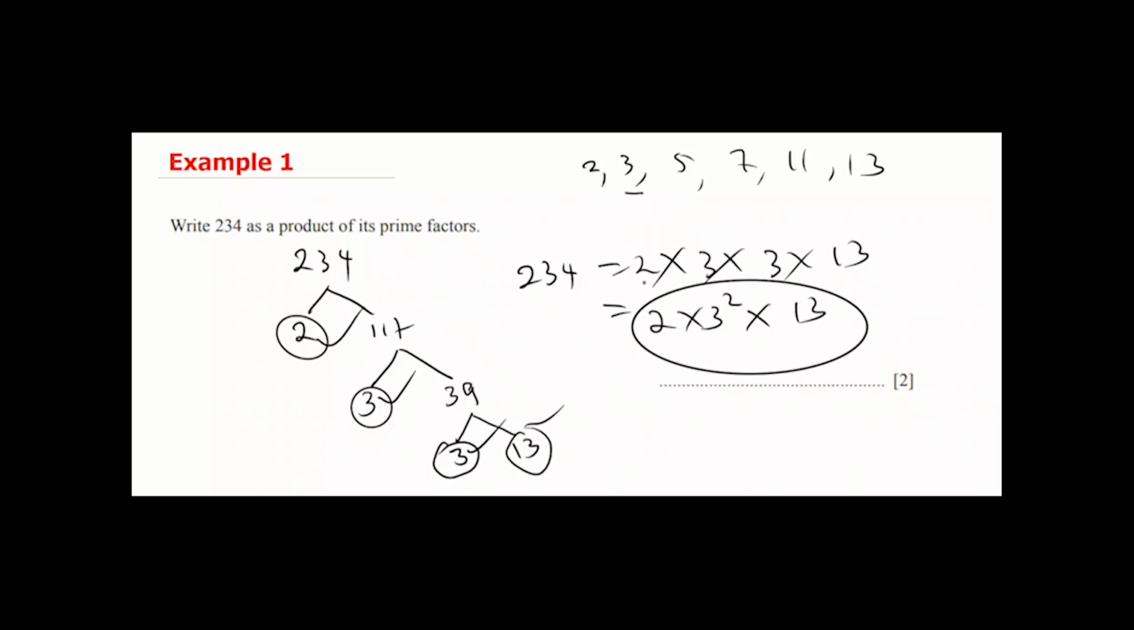Okay, something I made mention of, something I said, you cannot use 4 here. Although you could still make use of 4 or any other even number, but you need to break it into 2. Take for instance, let's say you want to write 24 as a product of its prime factors.